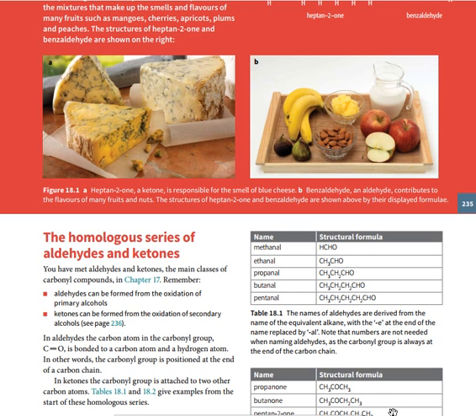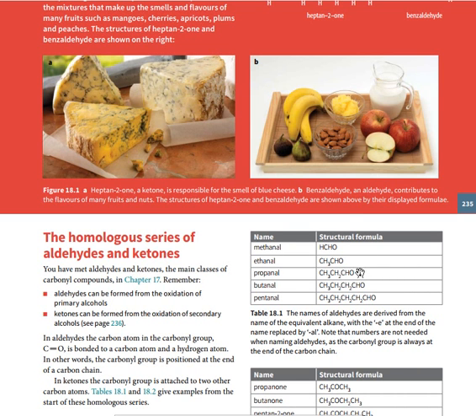But the distinction between the aldehyde and the ketone is that there is going to be one hydrogen atom added to the carbonyl functional group for aldehydes, while the ketone is instead going to have two alkyl groups attached. Here you have one alkyl group and one hydrogen atom attached to the carbon atom, and here you have two alkyl groups.